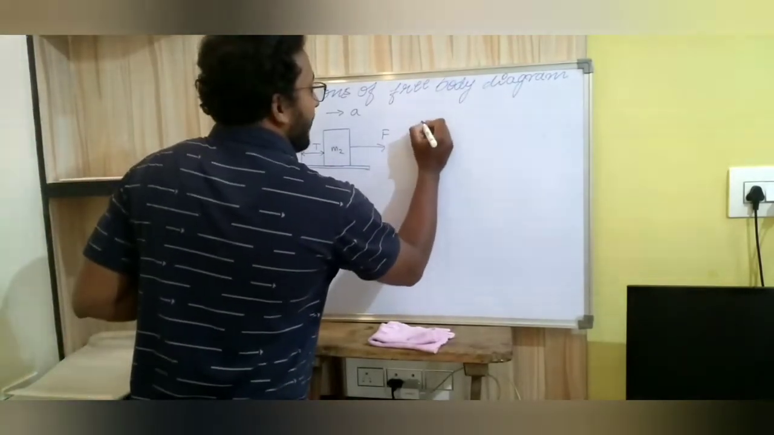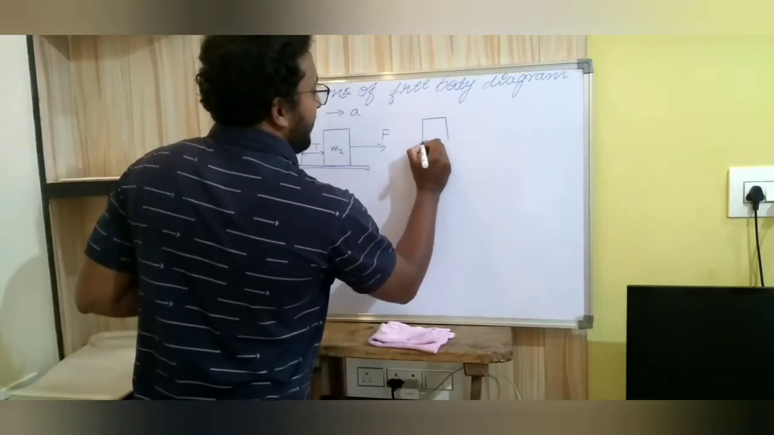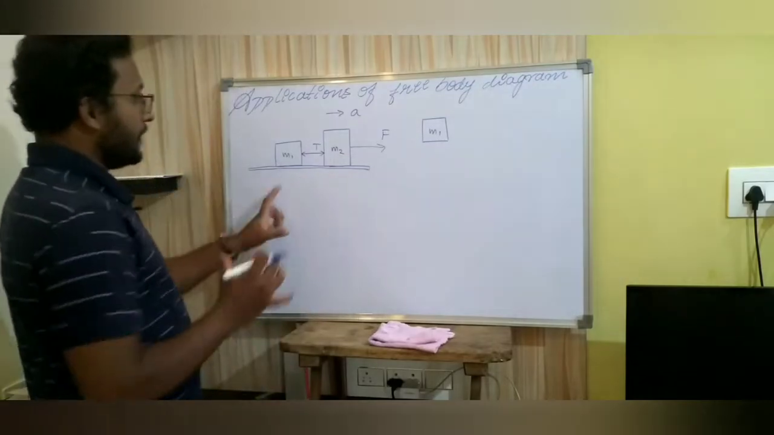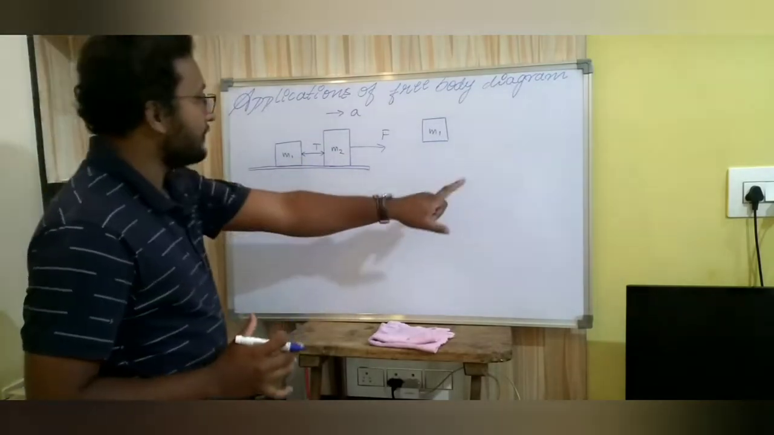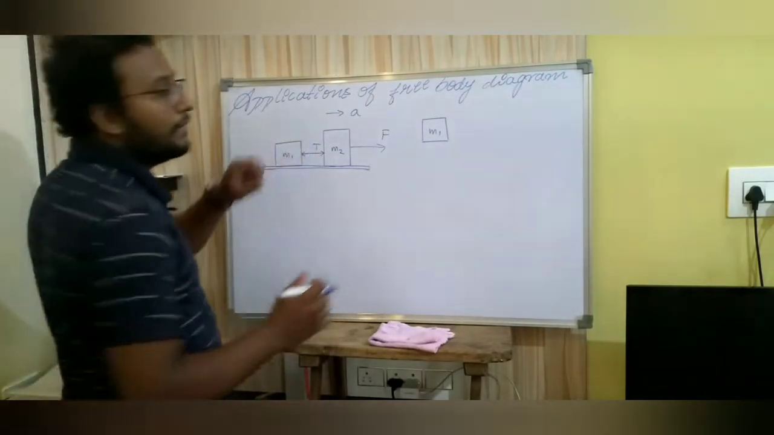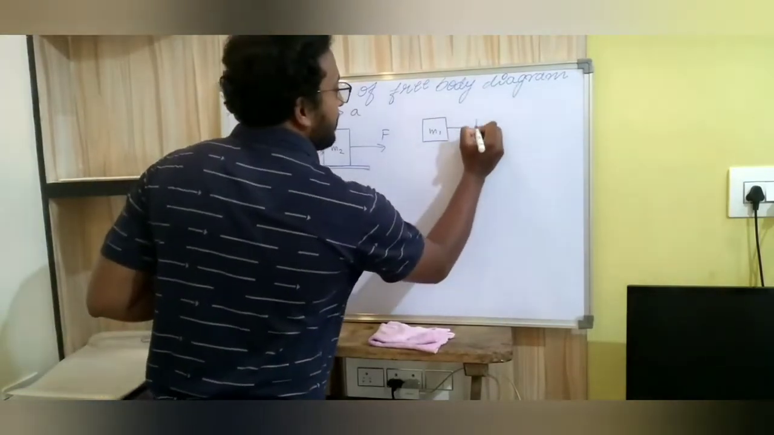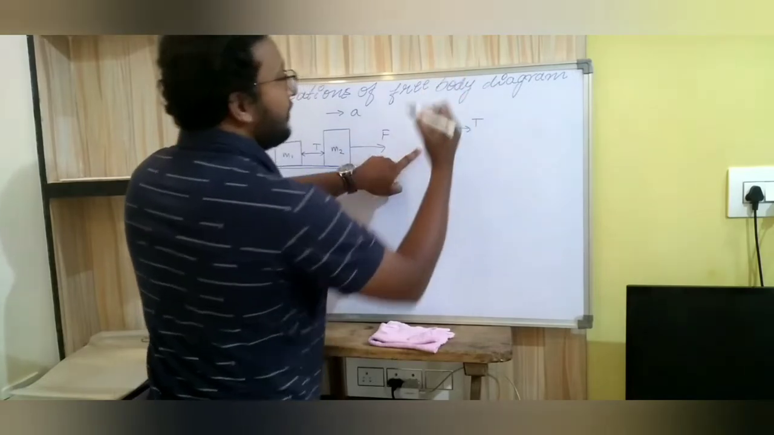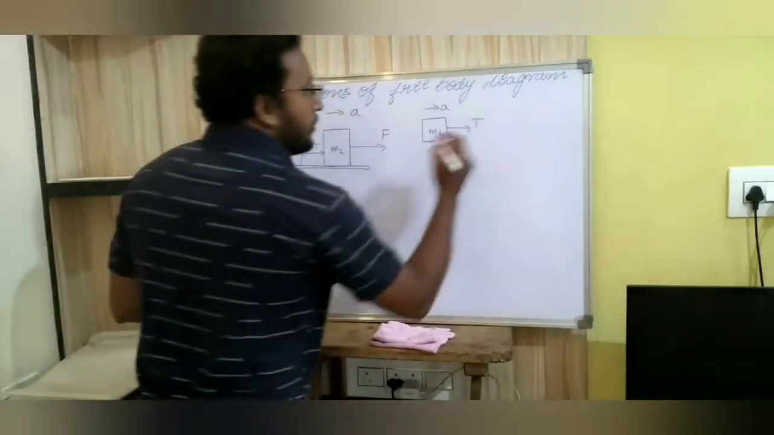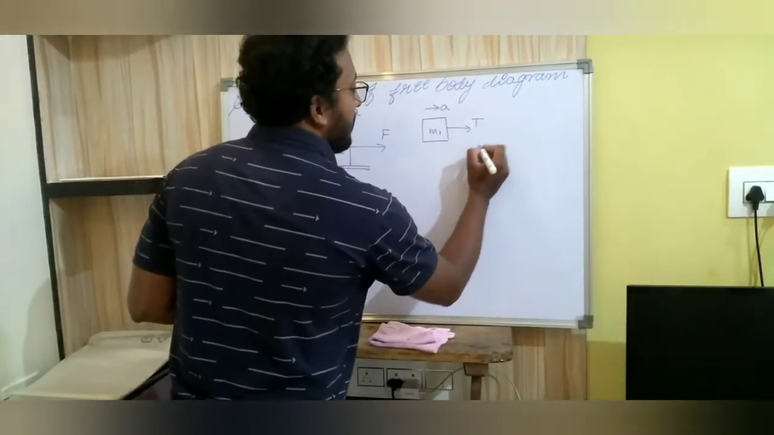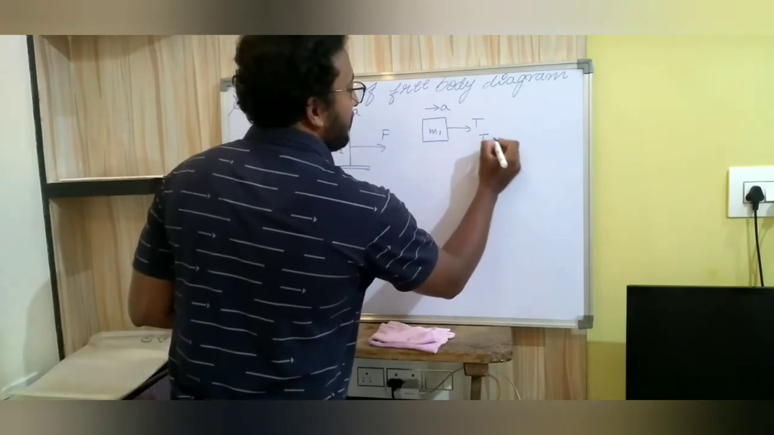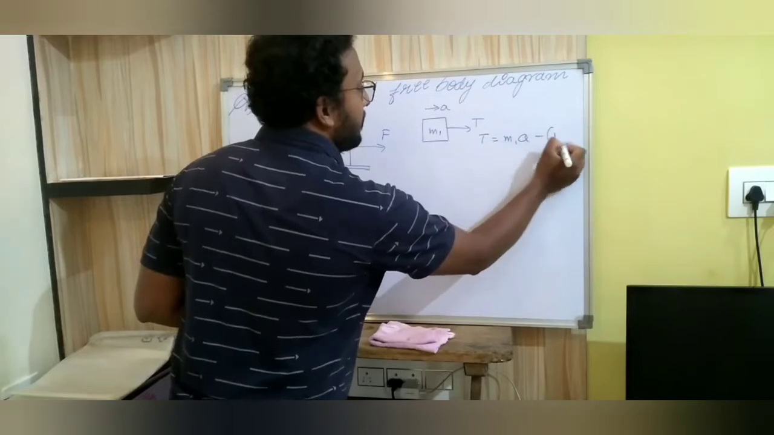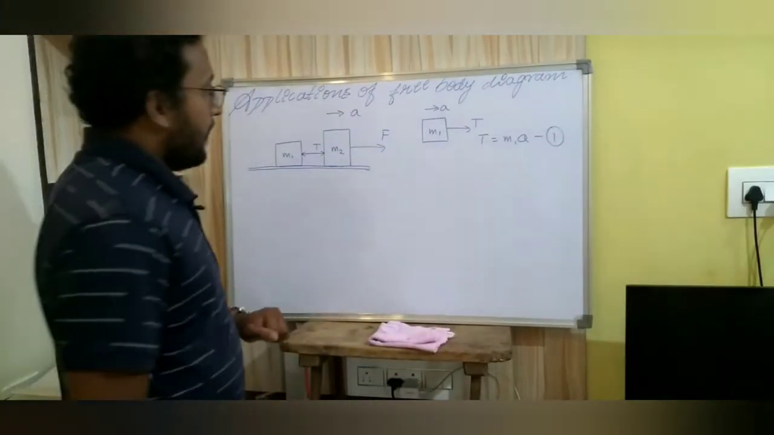So now let me write the free body diagram for this M1 and M2 next. As usual, I'll write M1 alone by neglecting every surrounding. The only force acting on the M1 is in this direction, and that is equal to T. So tension in this direction, and the block M1 is accelerating over here with magnitude A. Therefore the dynamic equation for this block M1 is T is equal to M1 into A. Let me call this equation number 1.